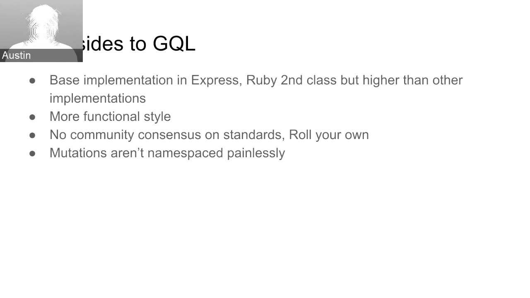Also, with GraphQL, it's just a specification of how your API should work. So it's the front end part of that. There's no community consensus on any of the standards, and a lot of this stuff we've already rolled on our own, but most of it's going to be a roll-your-own type approach. And coming from a really heavily conventional application framework like Rails, that can be a little hard to get used to at first. And then something that we're actively trying to figure out right now: mutations aren't namespaced in a painless way. You can namespace them, but it becomes pretty painful to do that.